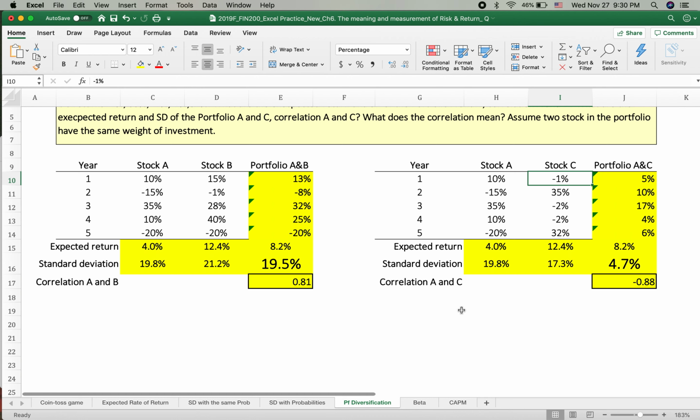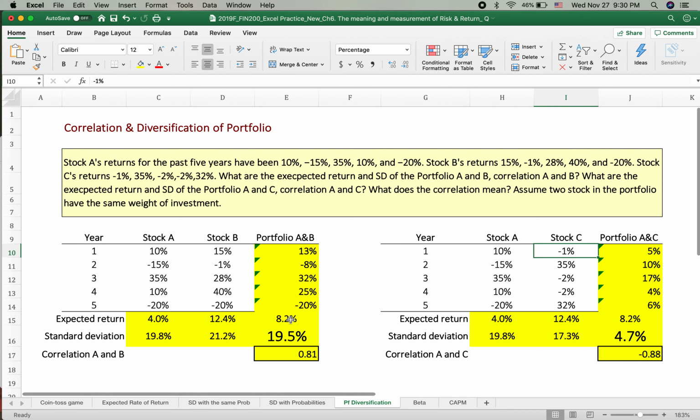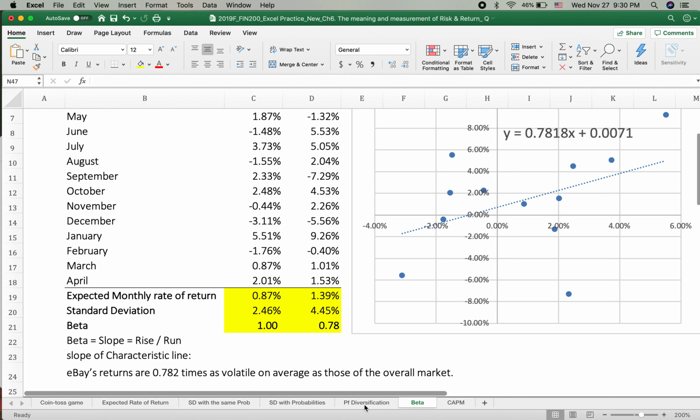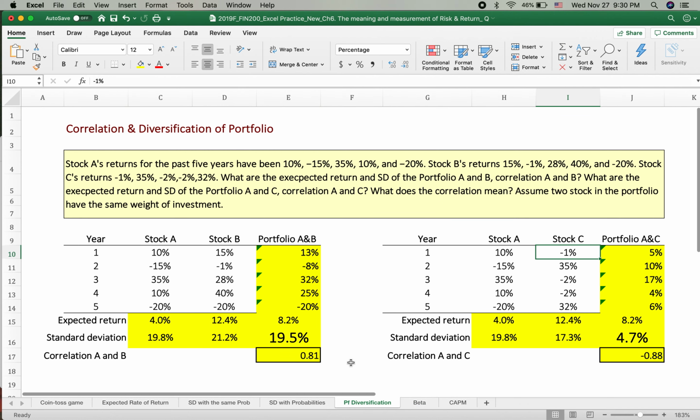So portfolio analysis measures the standard deviation and the correlation of the portfolio. They are creating the portfolio. Okay. So next time we are going to discuss beta, another measurement of riskiness. Okay. See you in the next video clip.